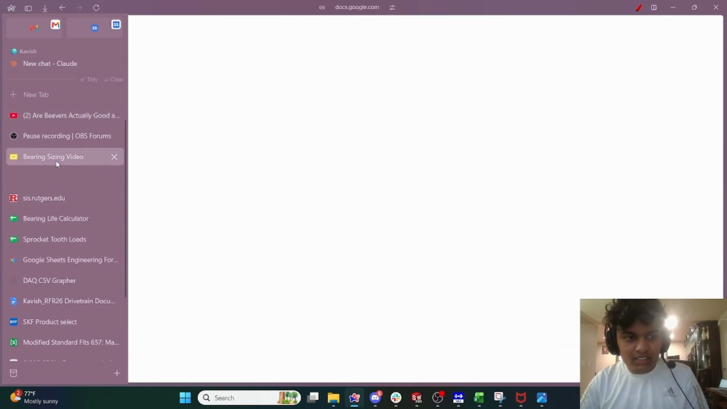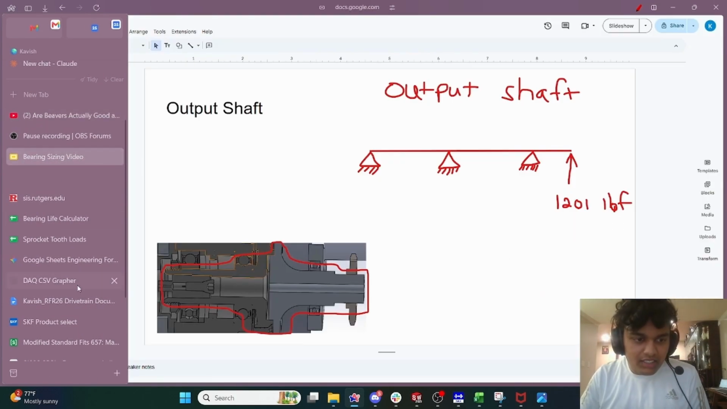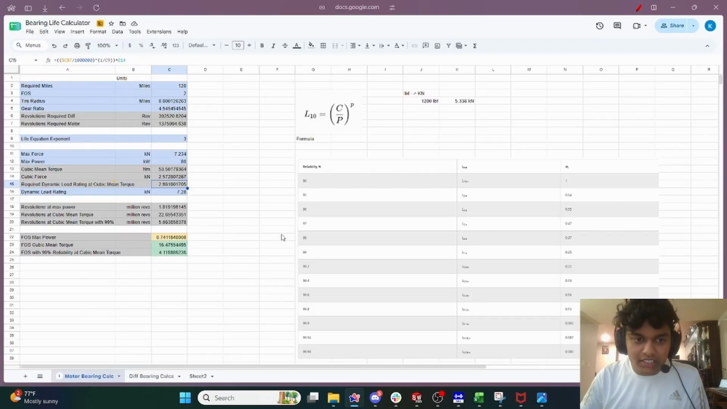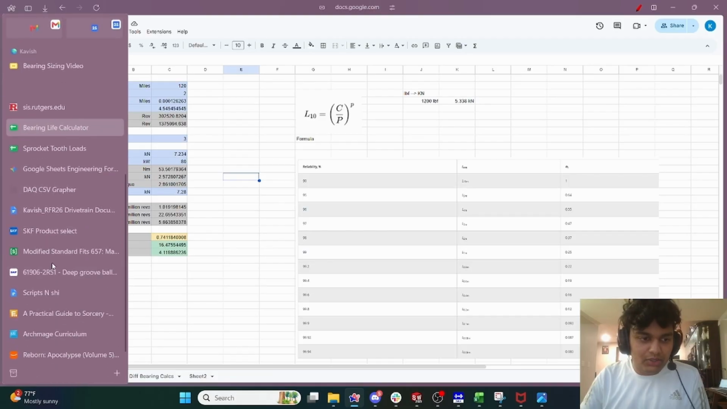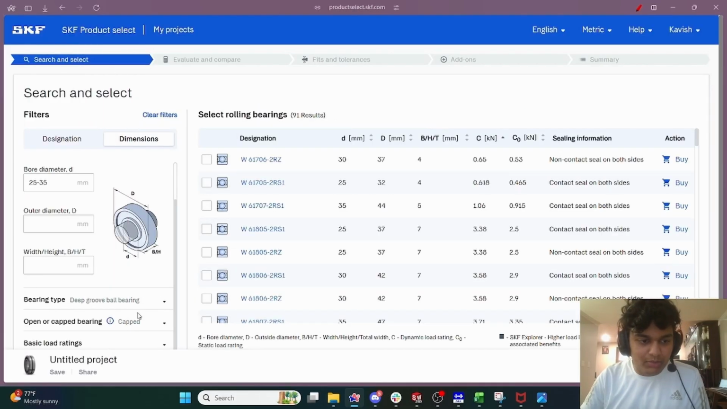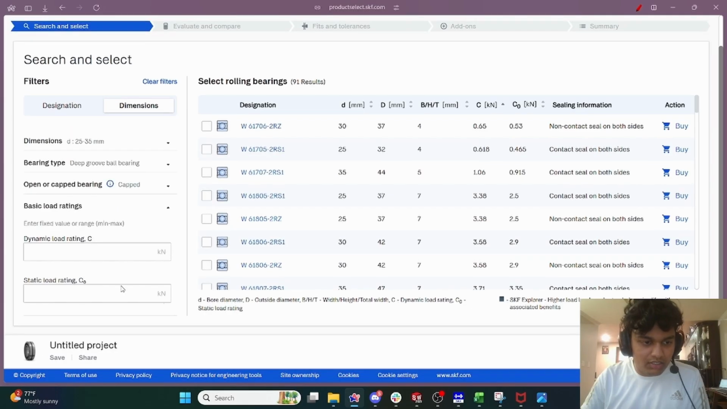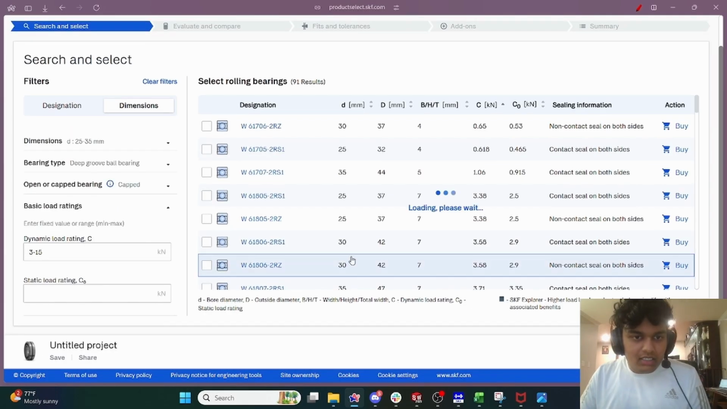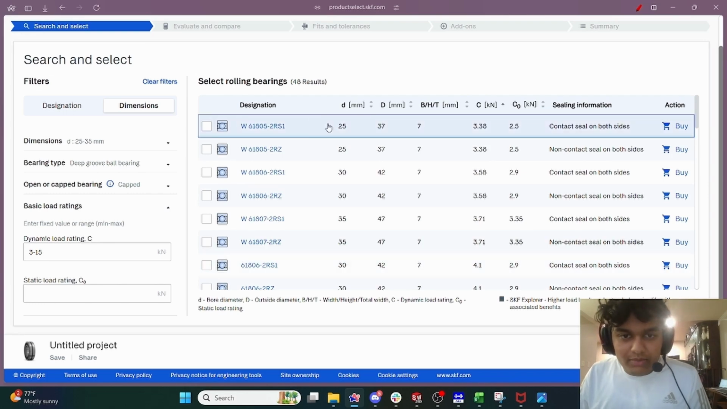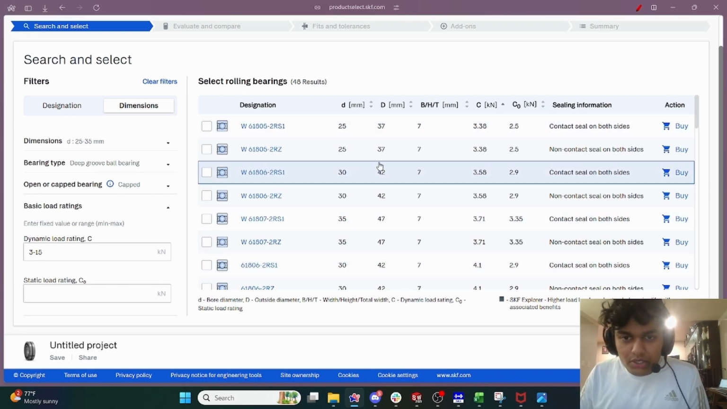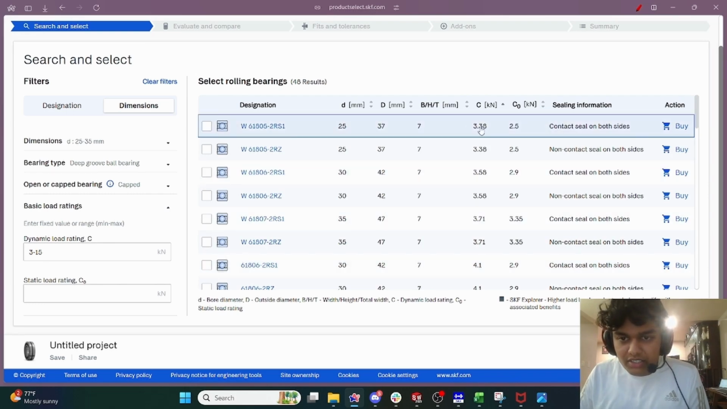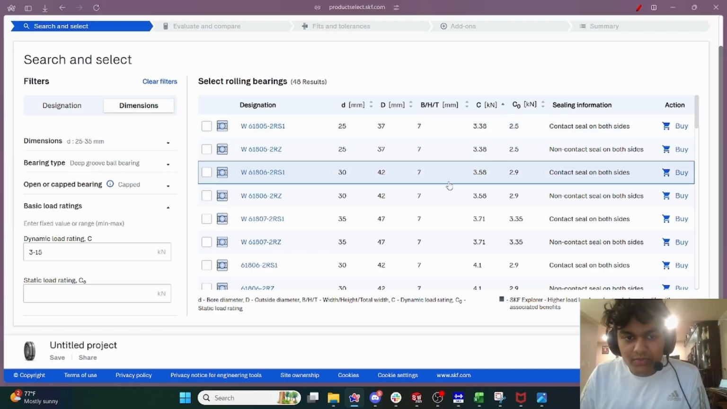Okay, I think we are good. So we know from the calculator that we have a required dynamic load rating of at least 2.86. So I'll be setting a filter such that we'll only look at bearings above 3.3 kilonewtons. So I go to here. Let's go 3 to like 15, I guess. And so we have the bearings. And so, as you can see over here, 3.38, this will technically work.